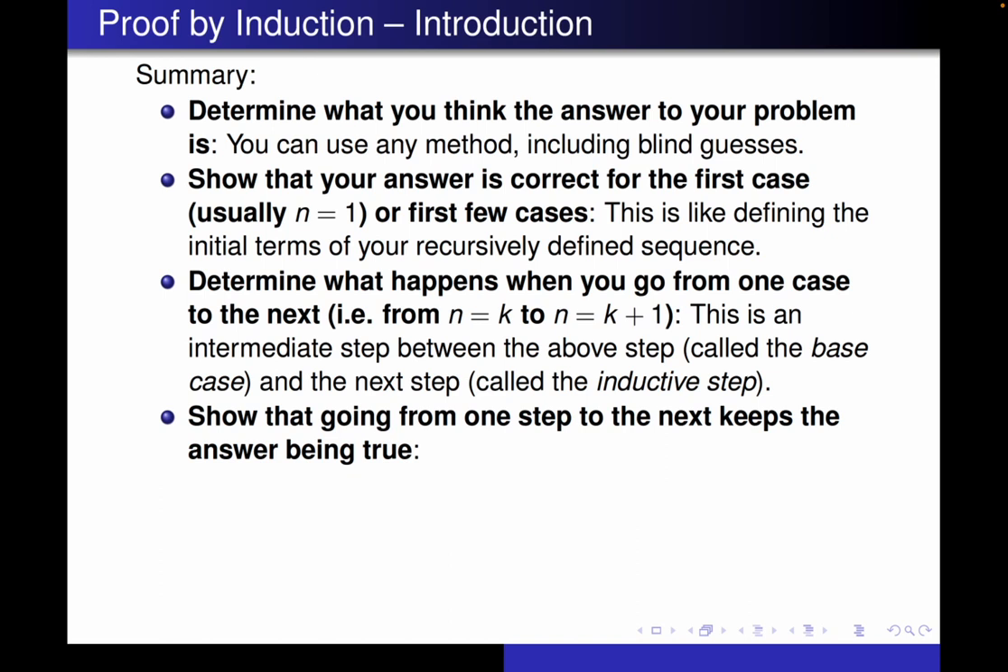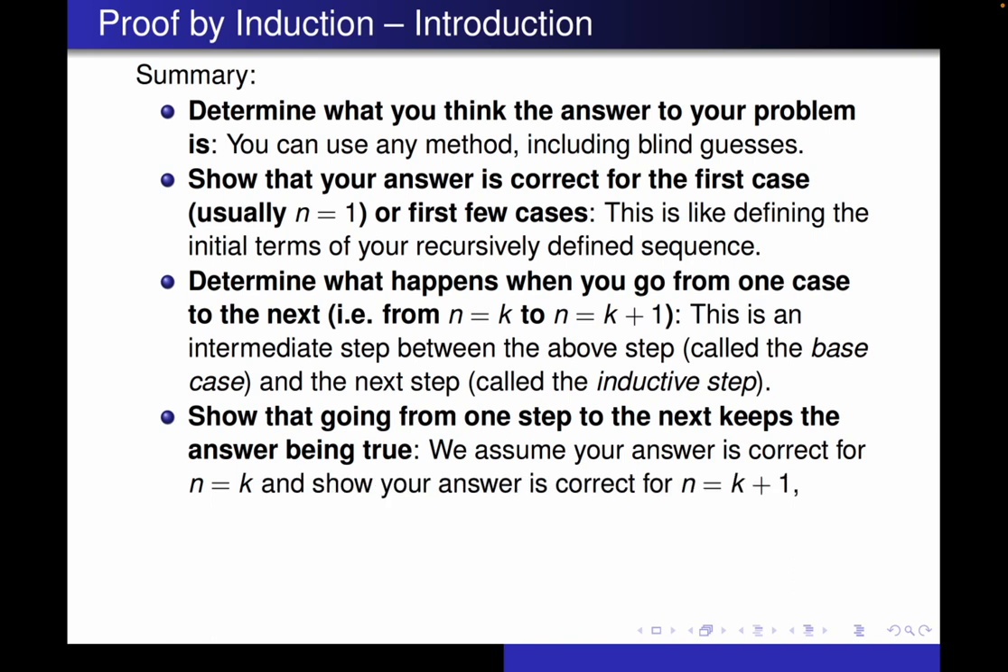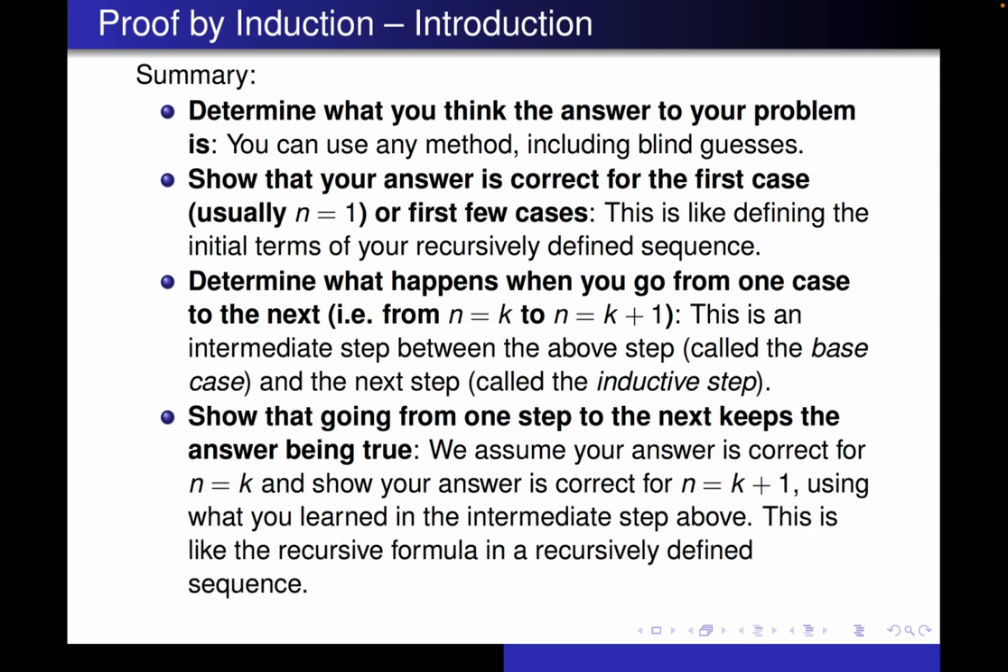So what we're going to do is use our process from going from one case to the next to show that whatever it is that we think is true is going to be true for the n equals k plus 1 case. So we're going to assume the answer is correct for n equals k. We're thinking of that one as the one we just did. And we're going to show the answer is correct for n equals k plus 1. And then you're probably going to use the intermediate step above, the process from getting from one to the next. This is very much like the recursive formula in a recursively defined sequence.